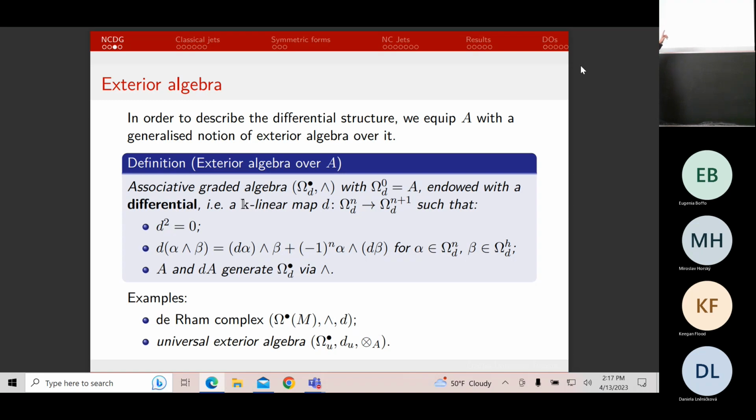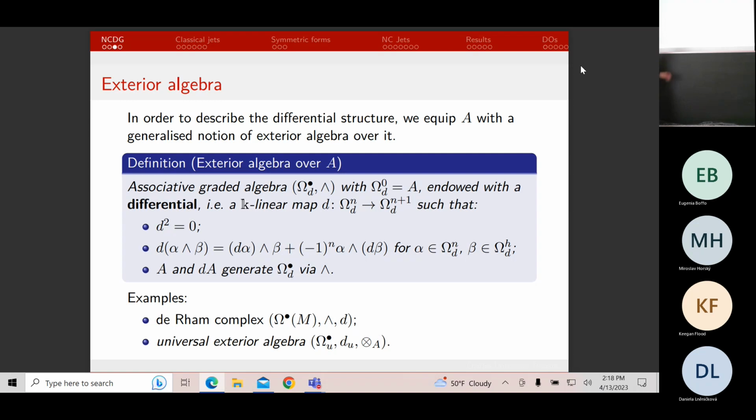It's an associative graded algebra where the zero grade corresponds to A also as an algebra. And it's endowed with a k-linear map d, which increases the grade by one. It has these three properties: the usual complex property, so this square must be zero, it must satisfy the graded Leibniz rule. And furthermore, we ask that A and the exact forms generate the whole algebra via the wedge operation.